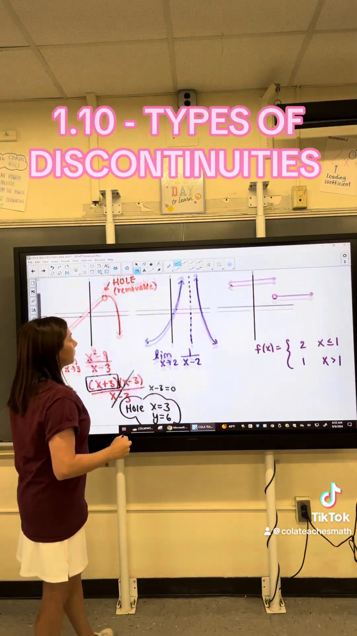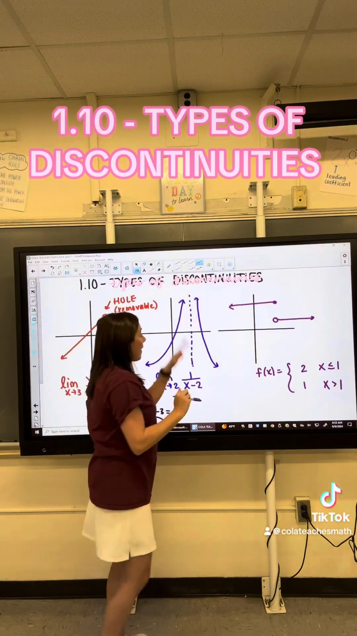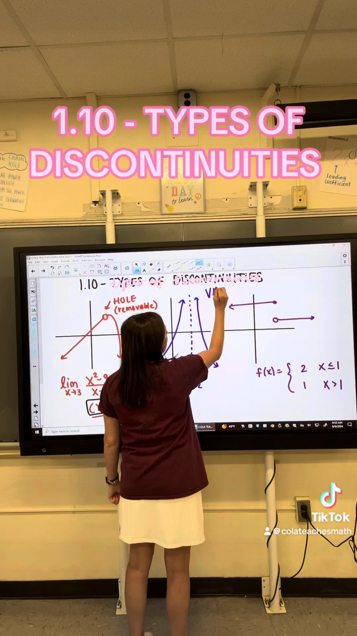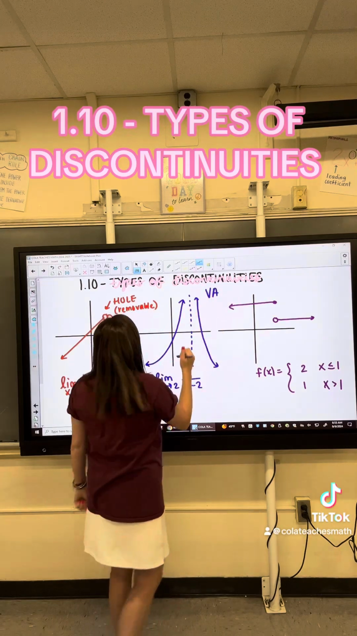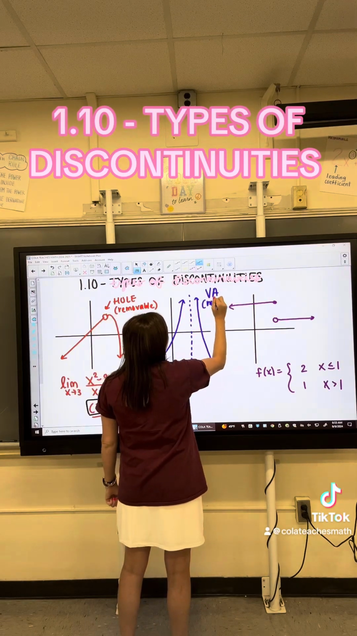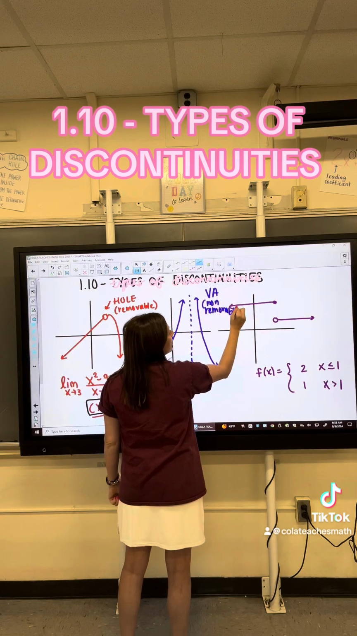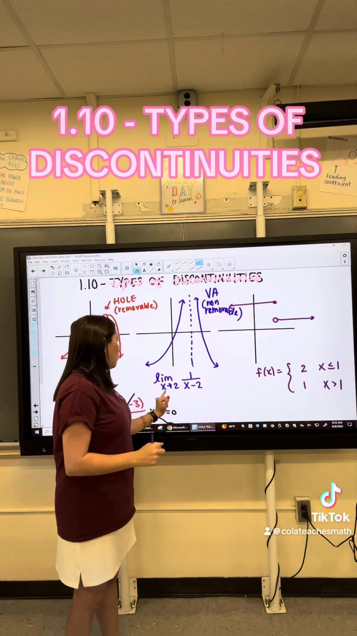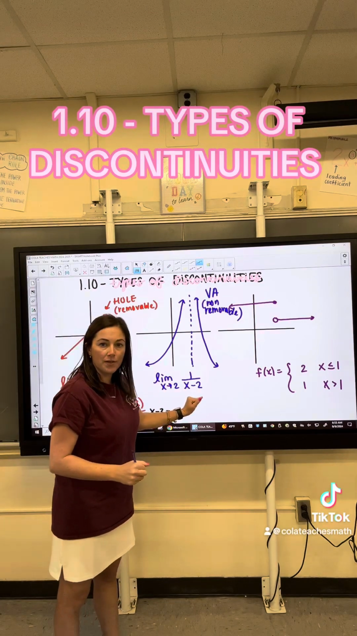All right, next one. We have a vertical asymptote here, okay? So I'm just going to abbreviate it VA, vertical asymptote, and that is called non-removable. Okay, so this is a non-removable discontinuity. So let's look at this example here. We take the limit as x approaches 2 of this fraction.